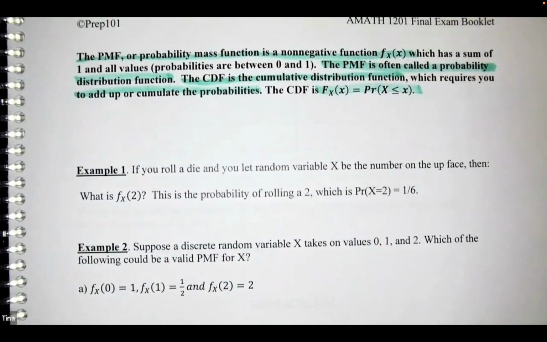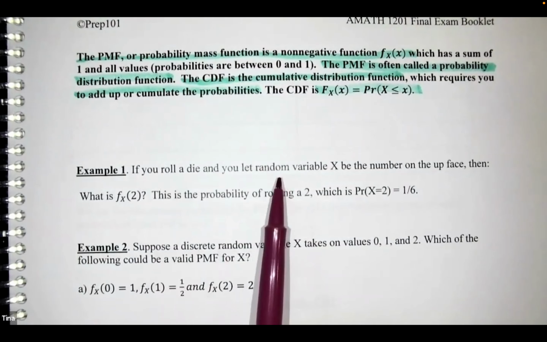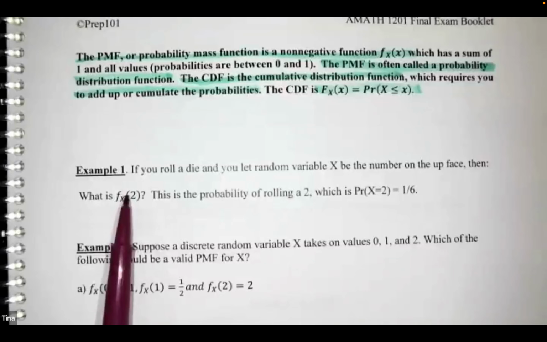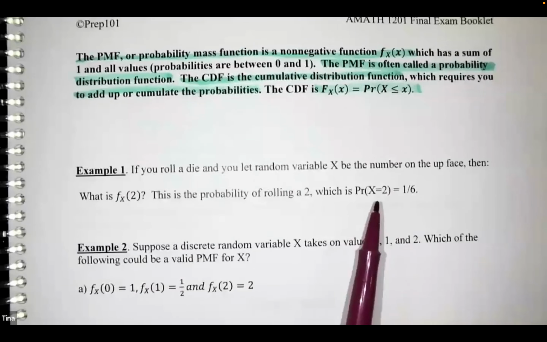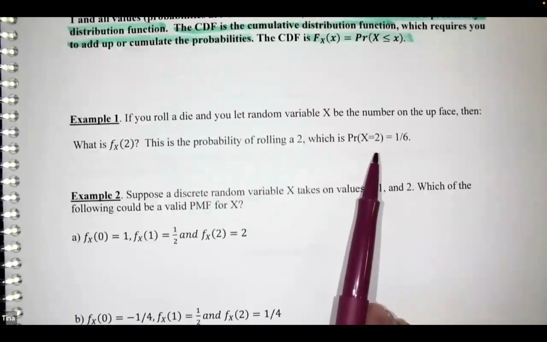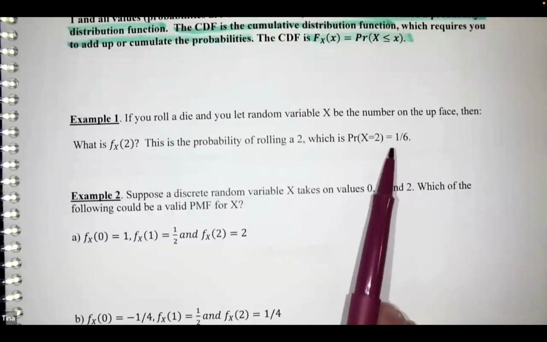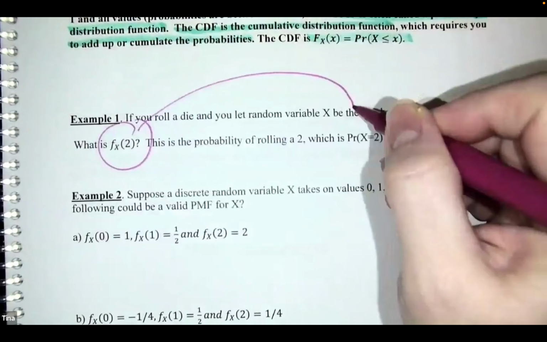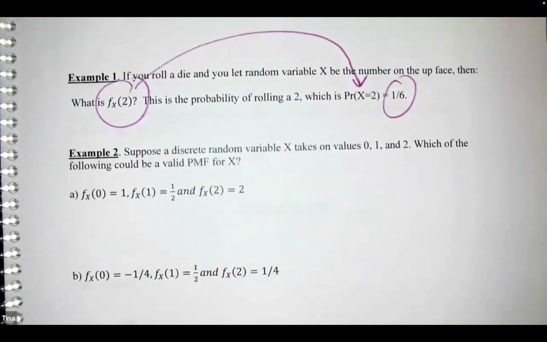Okay, so if you roll a die, let random variable X be the number on the up face, the number that you see when you roll it. What is f_X of 2? This is just standing for the probability that you got a 2. Well, the probability to roll a 2 is 1 out of 6 numbers on the die. So this notation is just the probability X is 2.